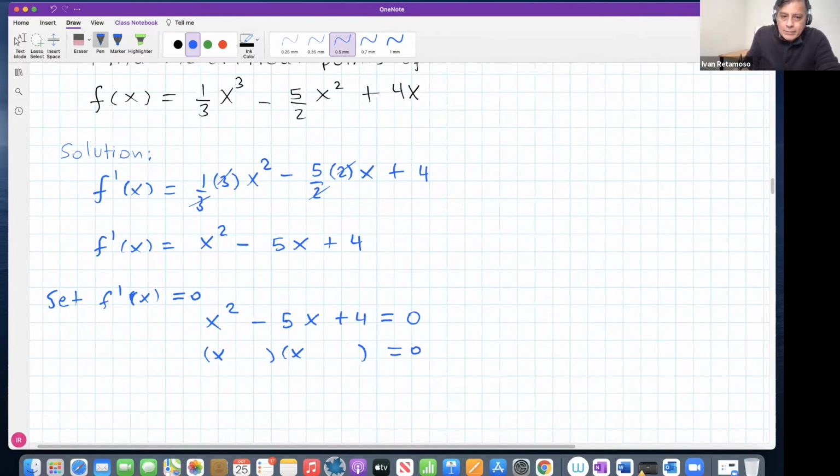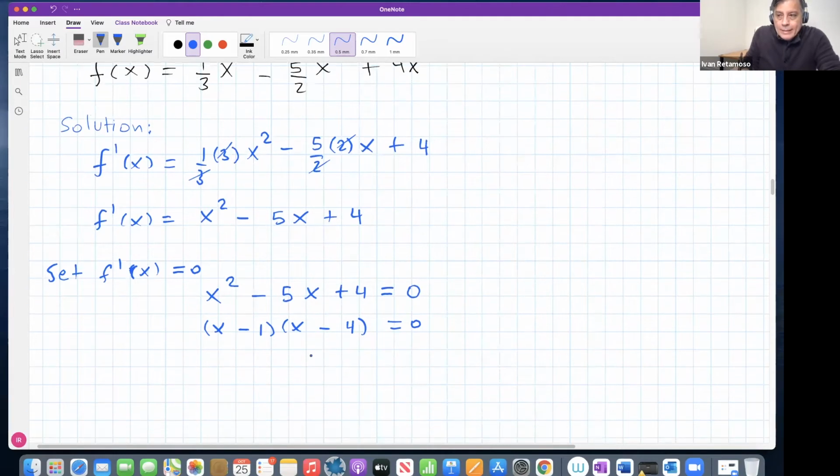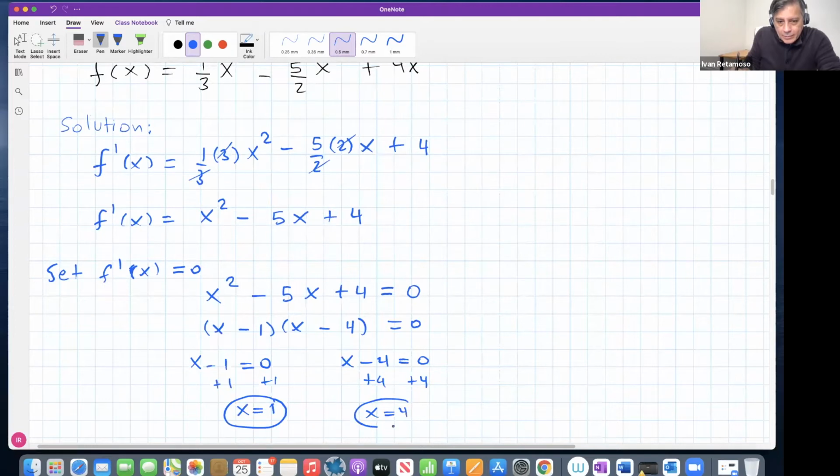Two numbers whose product is 4 and whose sum is negative 5 are, after some trial and error, 4 and 1, but both must be negative. So x minus 1 here, x minus 4 here. Now, setting each factor containing the variable equal to 0 leads to x equals 1, the first critical point, and x equals 4, the second critical point, both critical points.